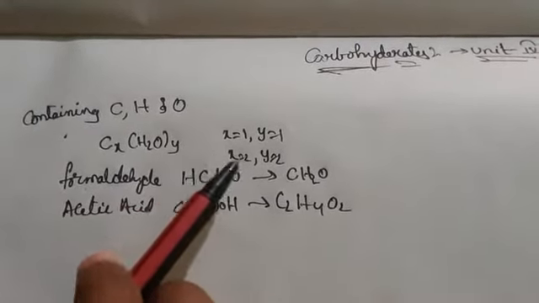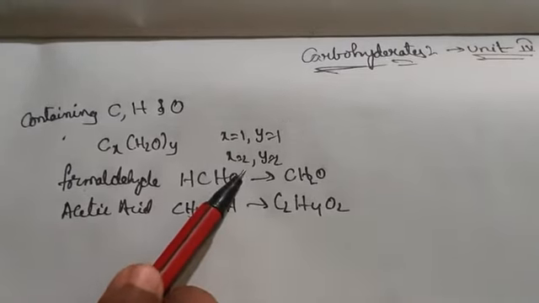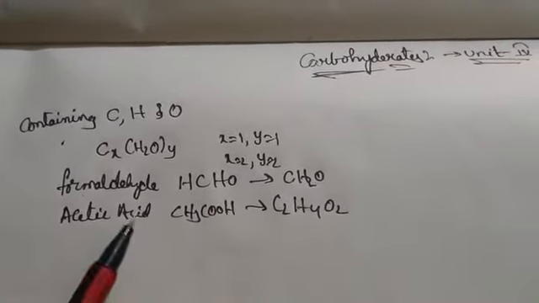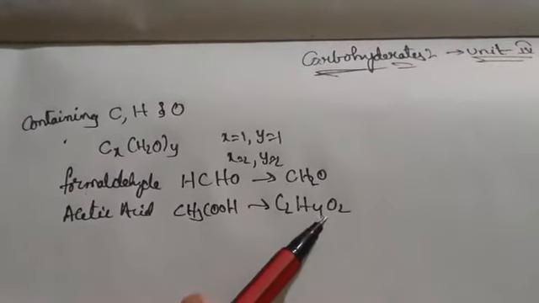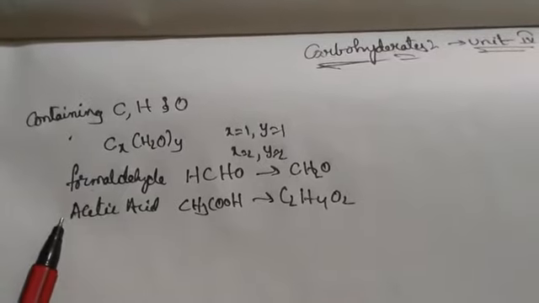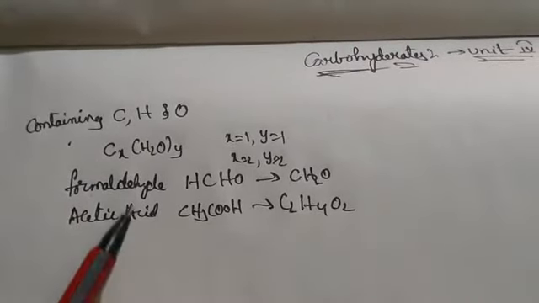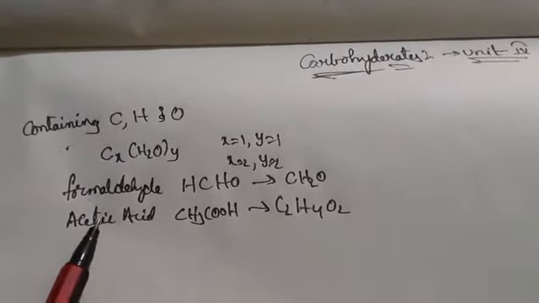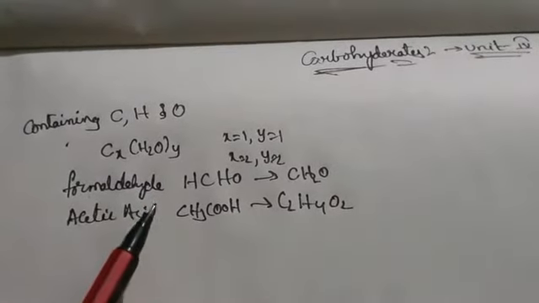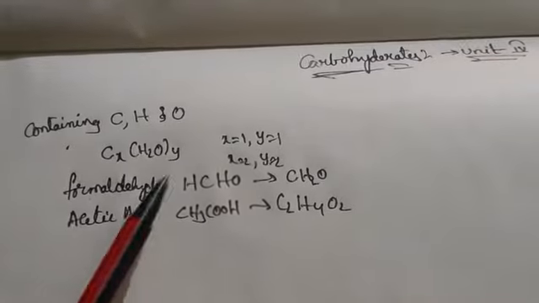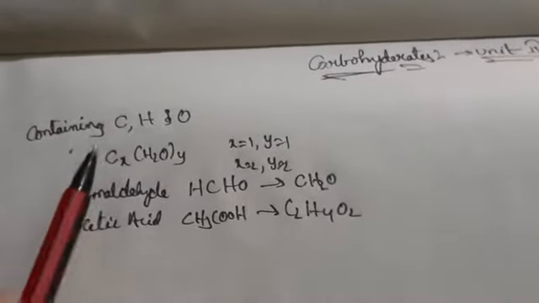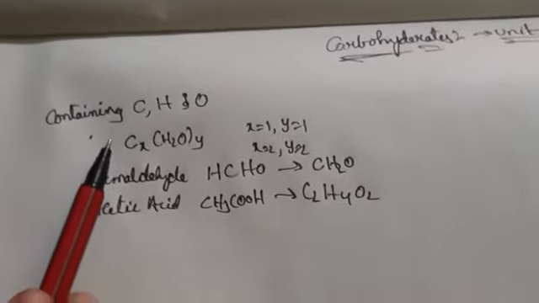And if I keep x equals 2 and y equals 2, we get C2H4O2, which means we are getting the formula of acetic acid. But these two molecules are not carbohydrates. So formaldehyde and acetic acid will not show the chemical properties of carbohydrates. So that's why this condition is wrong.